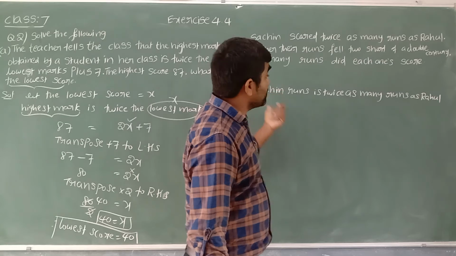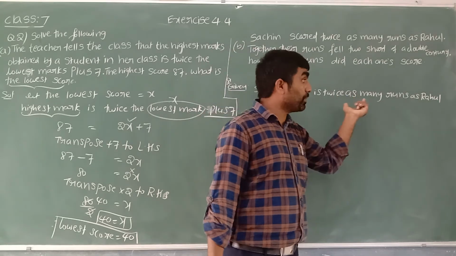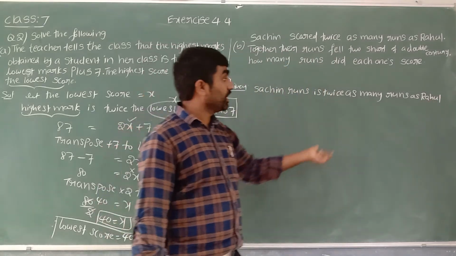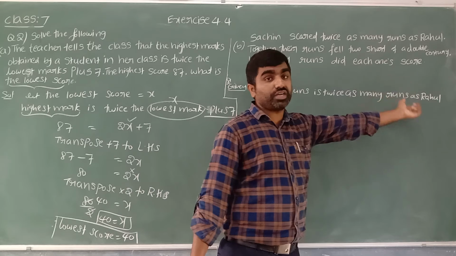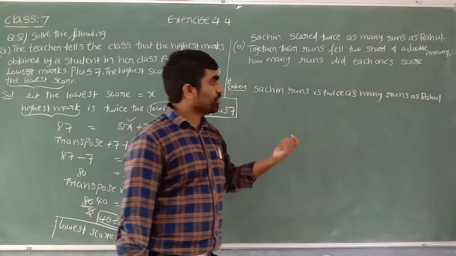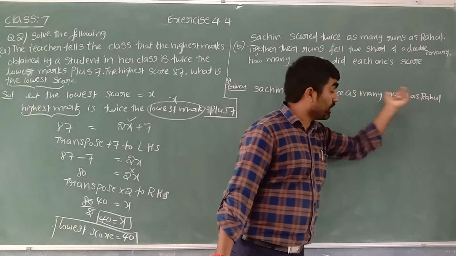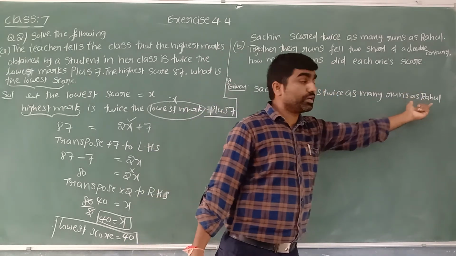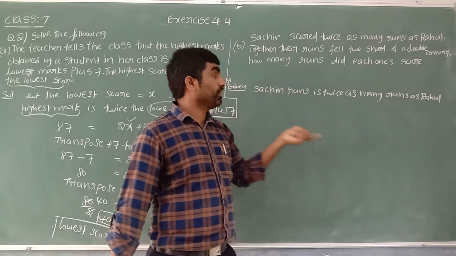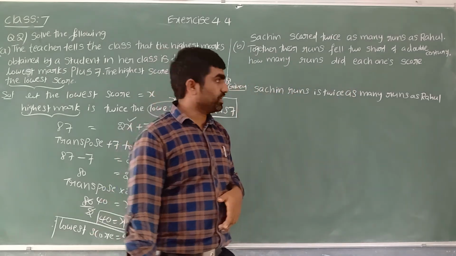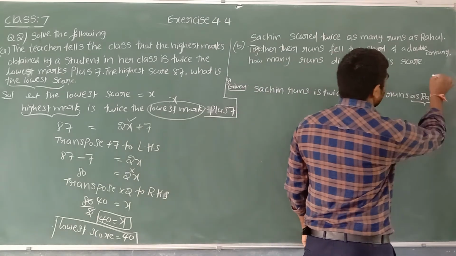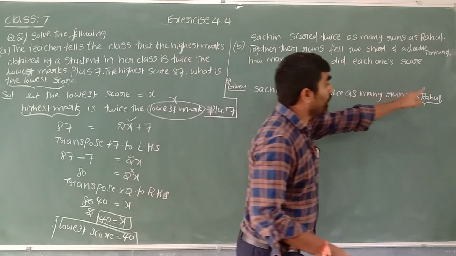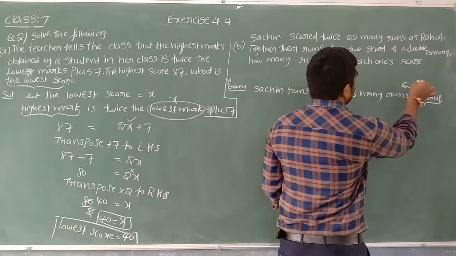What they said here: Sachin runs are twice Rahul runs, double the Rahul runs. Suppose Rahul scored 50. What about Sachin runs? Twice of 50, 2 times of 50, 100. So here Sachin runs are dependent on Rahul runs, because once I know the Rahul runs, by doubling, we get the runs scored by Sachin. So here the unknown value is Rahul. Even Sachin runs are also an unknown value, but Sachin runs are dependent on Rahul. Yes, here we can take the unknown value.